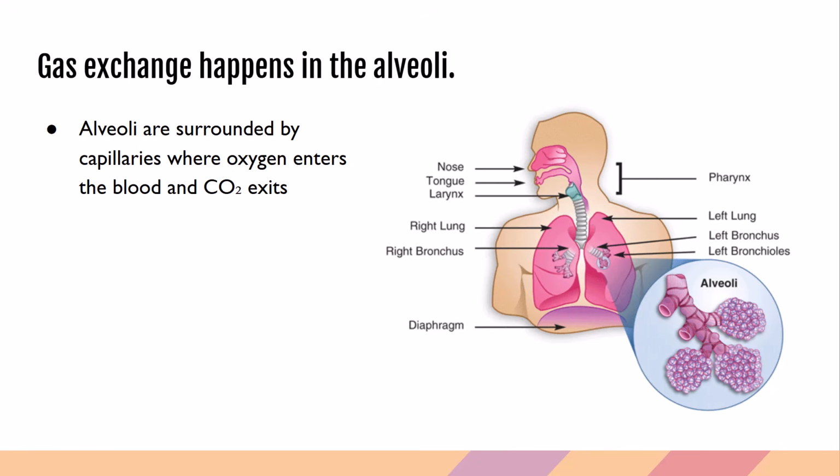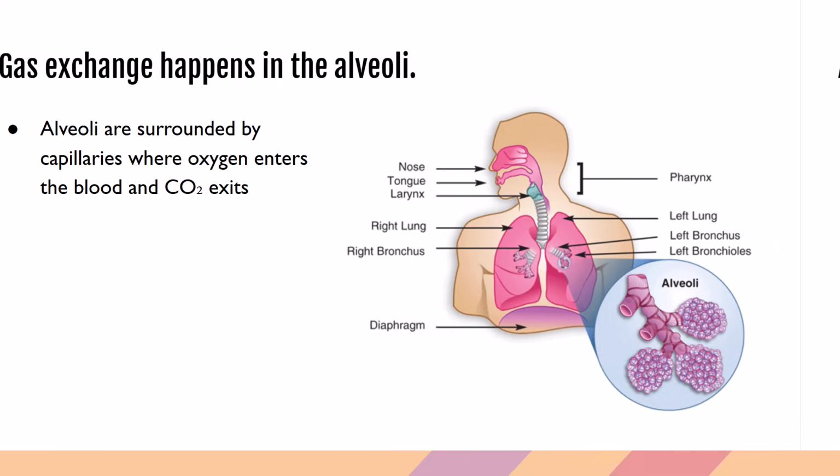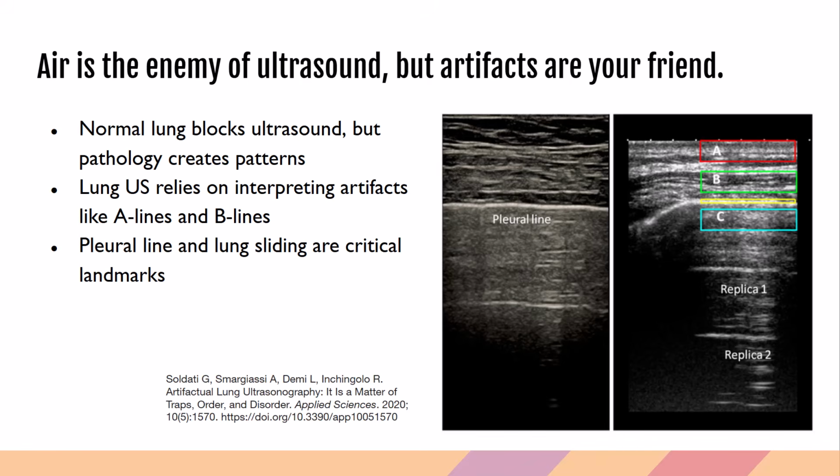But when something goes wrong, like fluid fills the alveoli in pulmonary edema, or they collapse in atelectasis, the ultrasound image changes, and suddenly we start to see patterns like B-lines or even tissue-like consolidation. So understanding what's happening at the microscopic level helps us to interpret the larger scale patterns that we'll see with the probe. So air is the enemy of ultrasound, but artifacts are our friend when it comes to lung ultrasound.